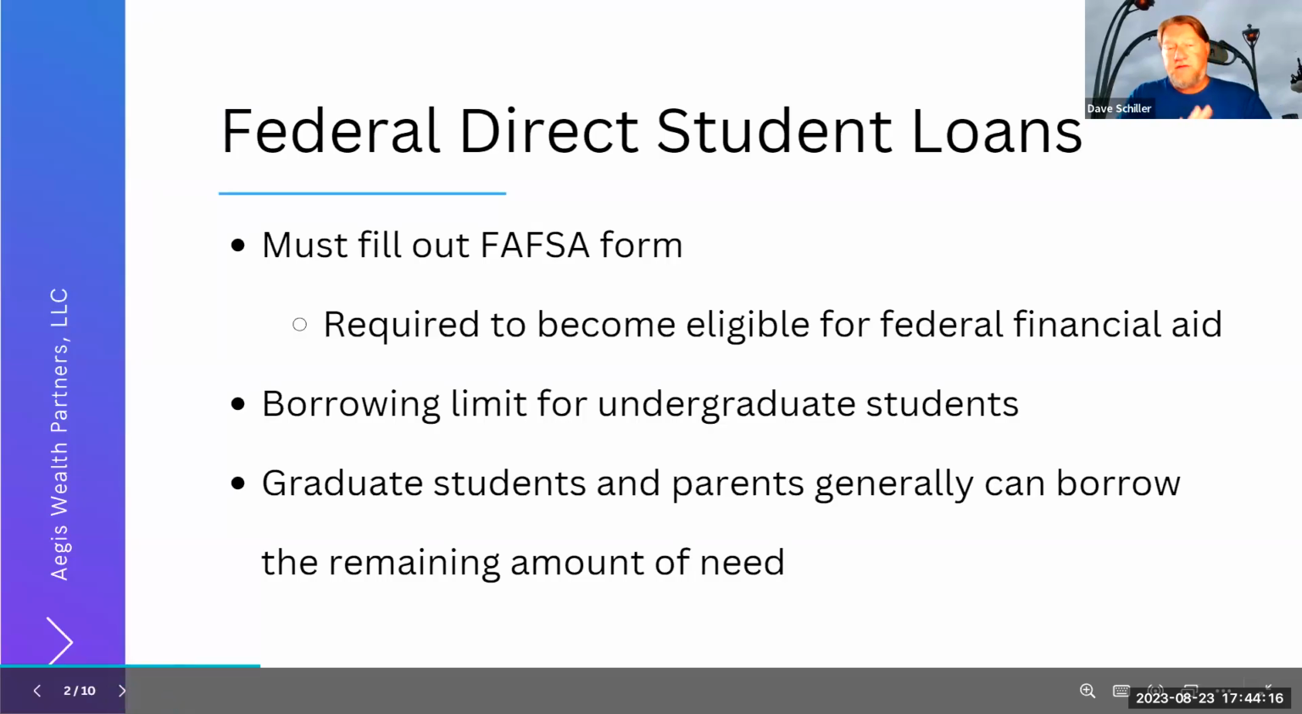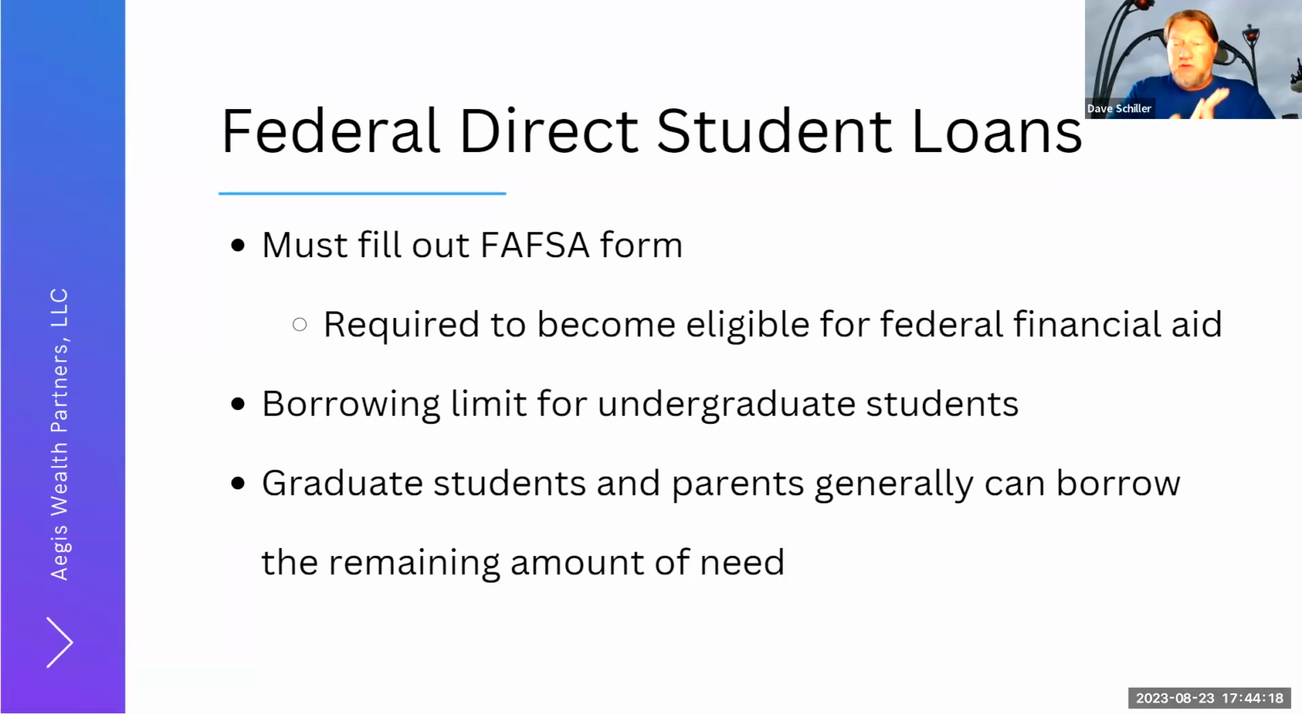Okay, so for federal direct student loans, to be eligible to receive these loans, you have to fill out the FAFSA form. This is required to become eligible for any federal financial aid, and that includes work study. So the FAFSA form is required. There is a borrowing limit for undergraduate students. Graduate students and parents are generally able to borrow the remaining amount of whatever need there is to pay tuition and other school related fees.